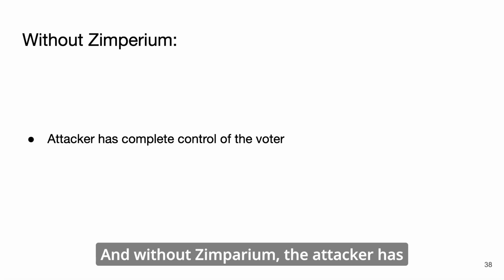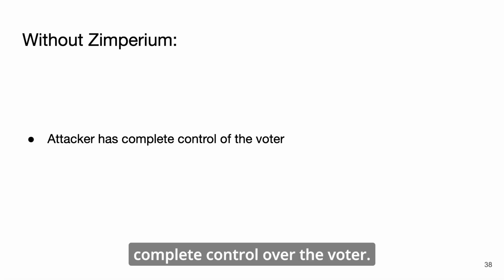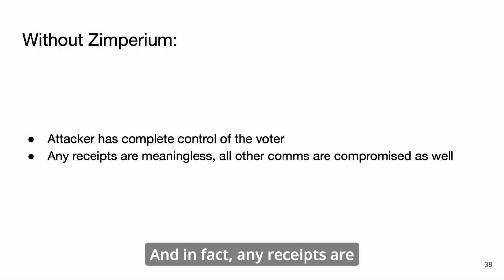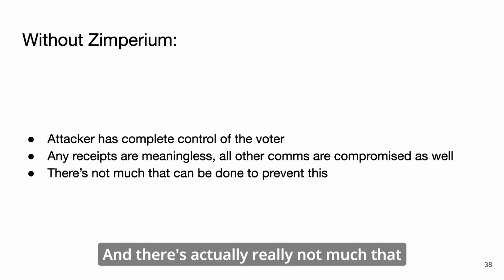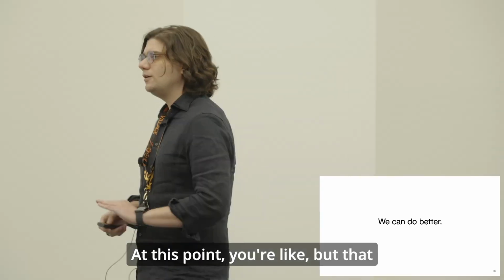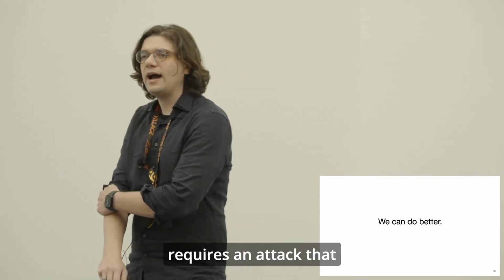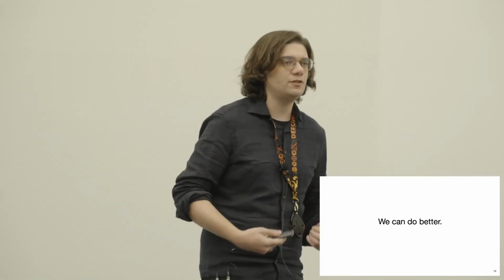And without Zimperium, the attacker has complete control over the voter. In fact, any receipts are meaningless, and all communications are compromised as well. So there's really no guarantees here. And there's really not much that can be done to prevent this, as far as we can tell. Okay. At this point, you're like, but that requires an attack that happens as the election is ongoing.